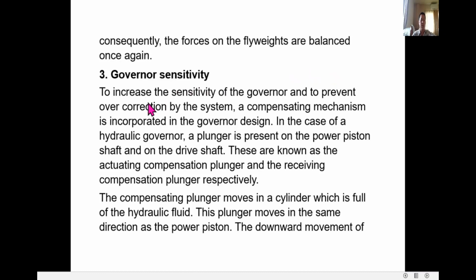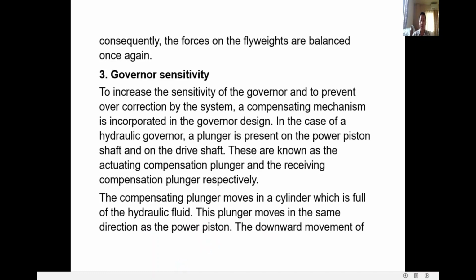To increase the sensitivity of the governor and to prevent overcorrection of the system, a compensating mechanism is incorporated into the governor design. In the case of the hydraulic governor, a plunger is present on the power piston shaft and on the drive shaft. These are known as the actuating compensating plunger and the receiving compensating plunger respectively. The compensating plunger moves in a cylinder which is full of hydraulic fluid. This plunger moves in the same direction as the power piston.